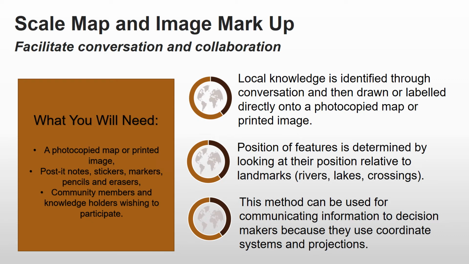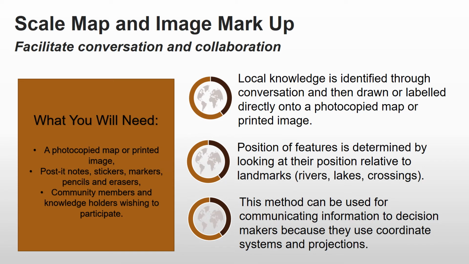Scale map and image markup is another method for mapping. This method is also very simple and is a good way to facilitate conversation and collaboration among community members. With this method, local knowledge is identified through conversation and then drawn or labeled directly onto a photocopied map or printed image. The position of features is determined by looking at their position relative to landmarks, such as rivers, lakes, crossings, and other important landmarks in your community.